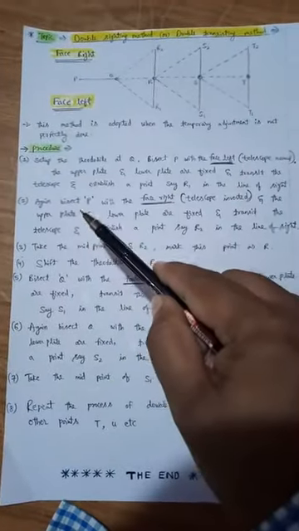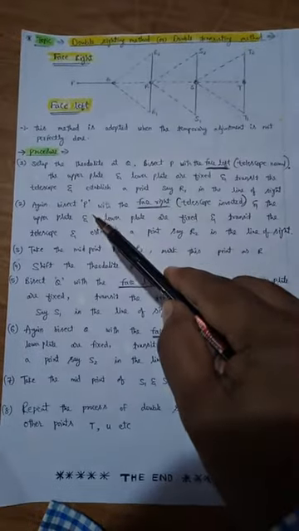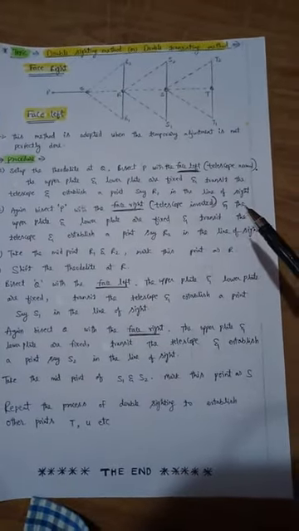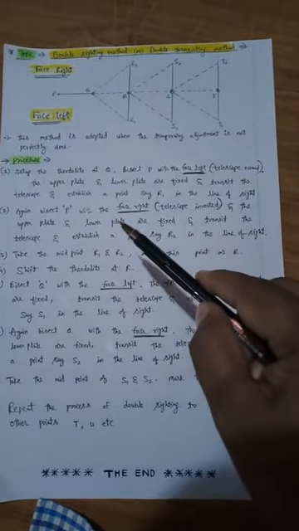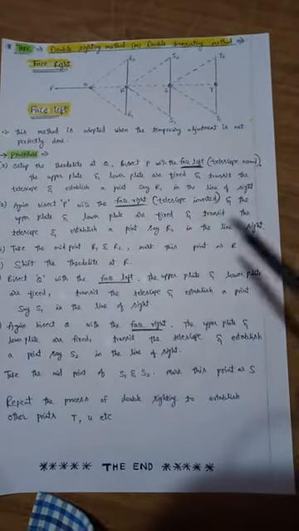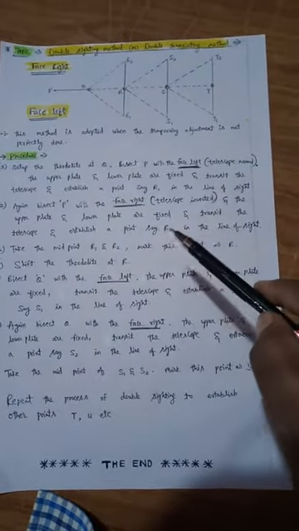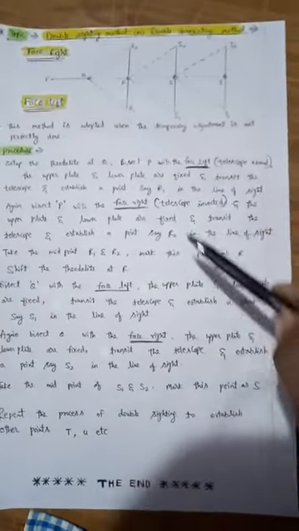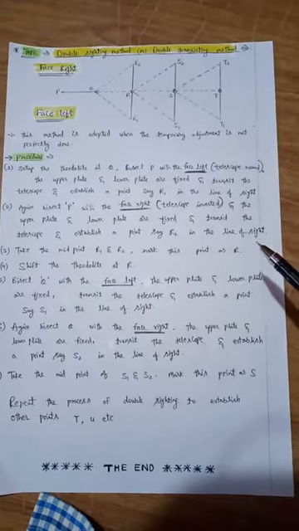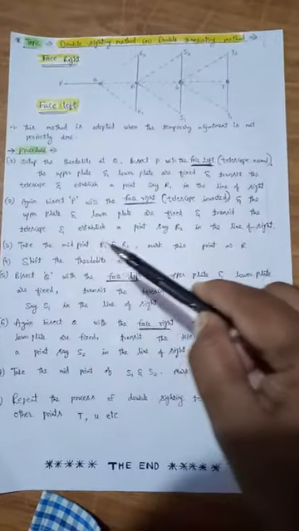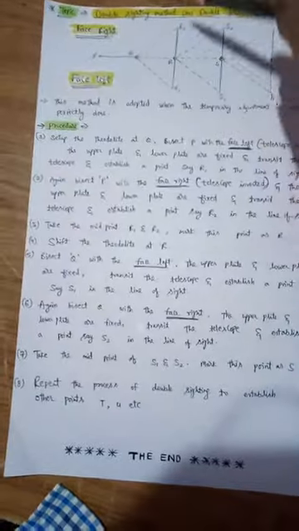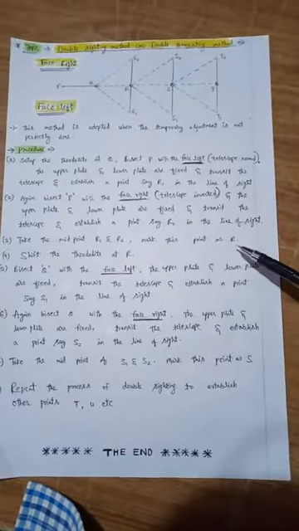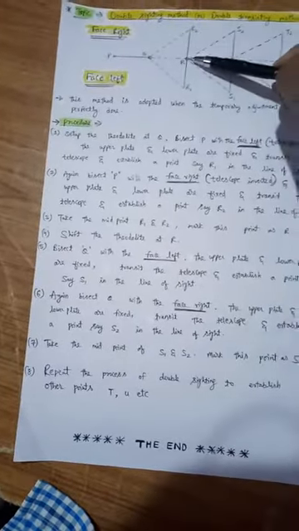Step number 2, again bisect P with the help of face right, that is, telescope inverted, and the upper plate and lower plate are fixed, and transit the telescope and establish a point, say R2. So this is R2, in the line of sight. Take the midpoint of R1 and R2, and mark the point as R. So this is R.